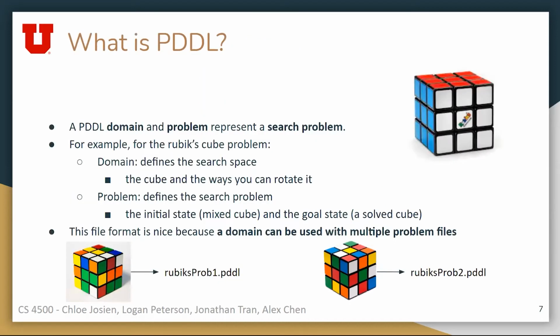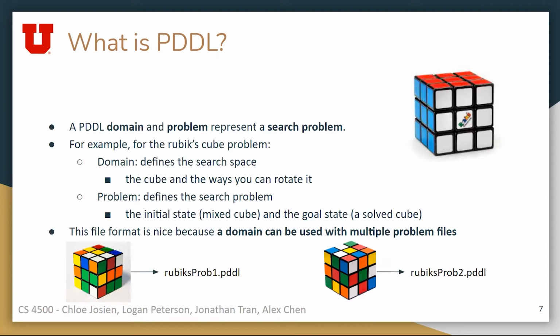What is PDDL? Well, PDDL has two files. They are a domain and a problem file, and those represent a search problem. So your domain defines the search space. So with our cube, it defines the ways you can rotate it. The problem defines the search problem. It has the initial state of a mixed cube and a goal state of a solved cube.